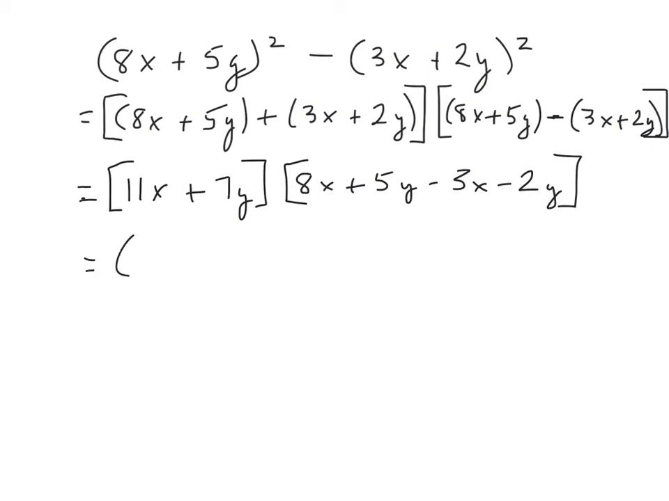So let's keep going. 11x plus 7y. And when I combine like terms, I will have 8x minus 3x makes 5x. Those are like terms. 5y minus 2y makes 3y. And that is my factored form in its simplest way it can be written.